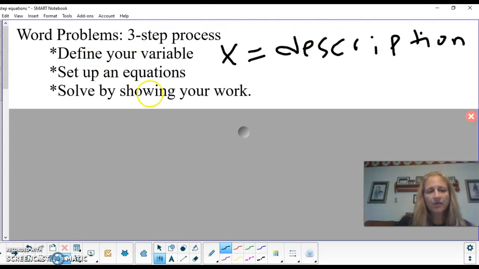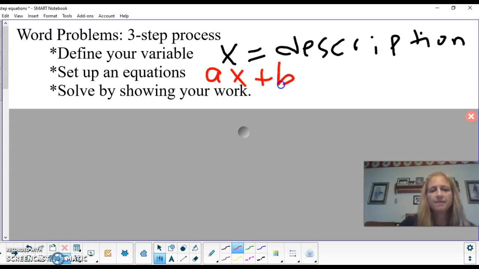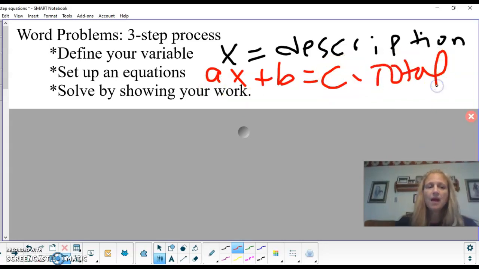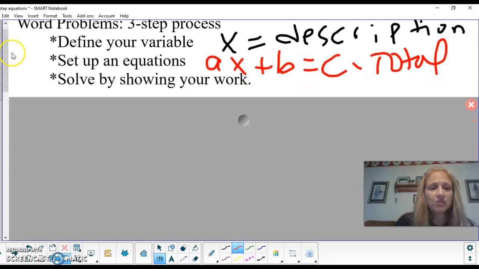Then you're going to set up your equation. And remember, our equation is always in this form, ax plus b equals c, where for a, you're looking for what number goes with the x. C is always going to be your total. This is always going to be your total. And then you're going to solve it by showing your work. And that's it. That's all we're going to do today.